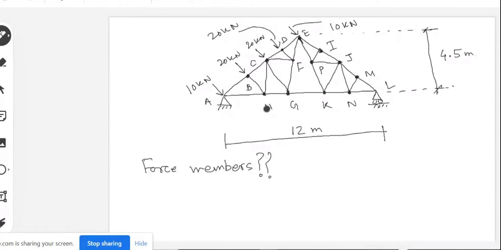Draw the diagram. It will not be solved today because it will take time. So in the next class, you can come up with the solution.